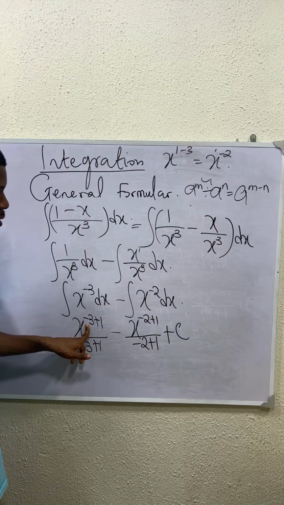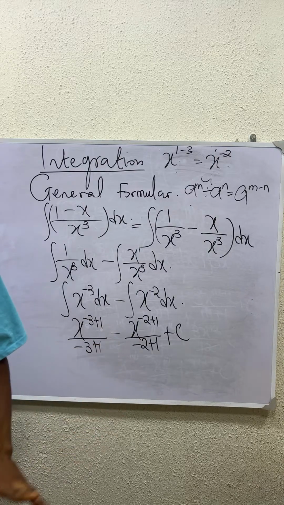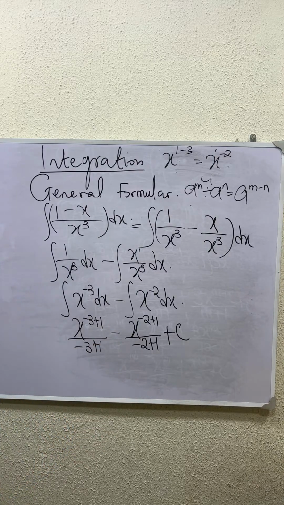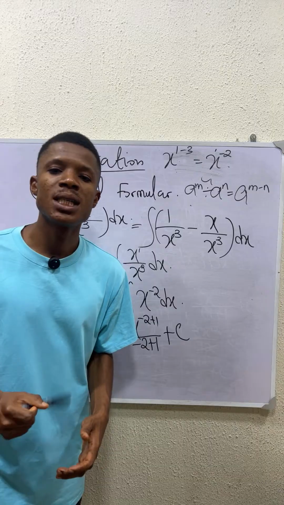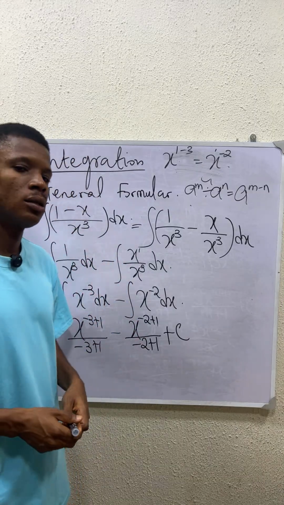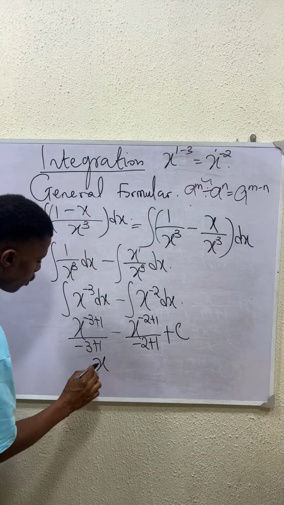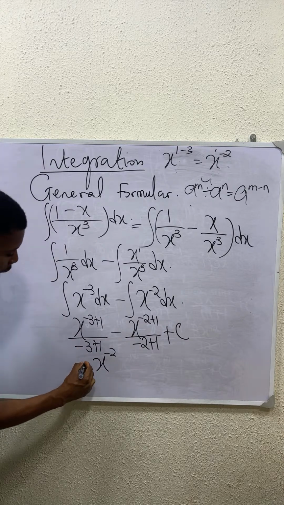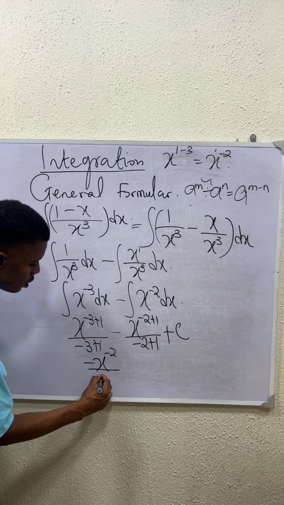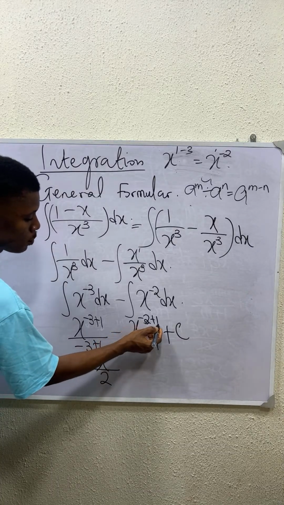You have minus 3 plus 1 is what? What is the value for minus 3 plus 1? It is what? Minus 2. So we have x to the power of minus 2. Okay, remember this minus, it will affect it. They divide it by what? 2. Okay, then here we have minus 2 plus 1 is what?